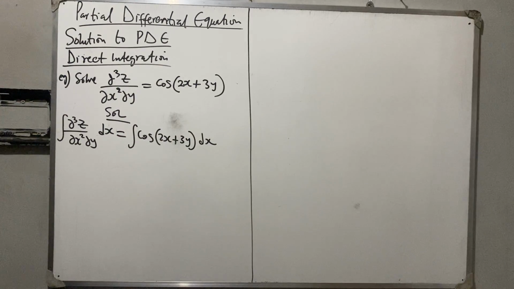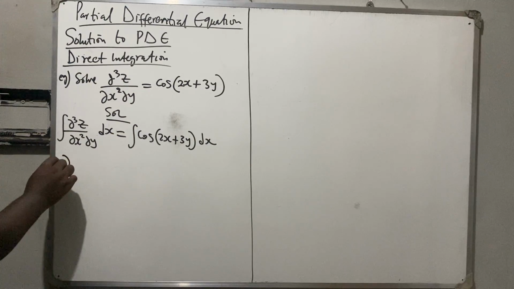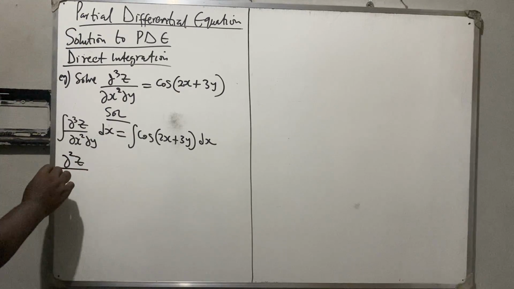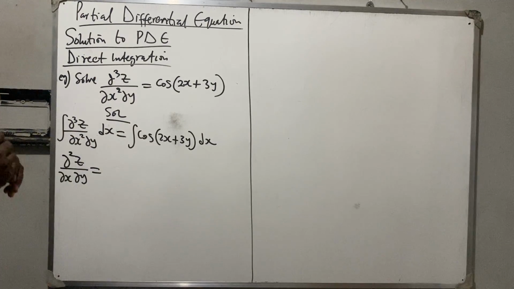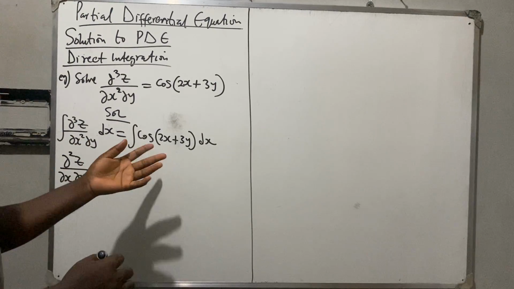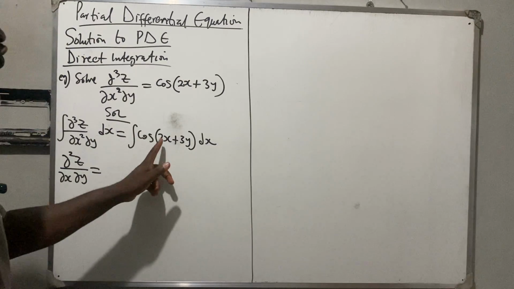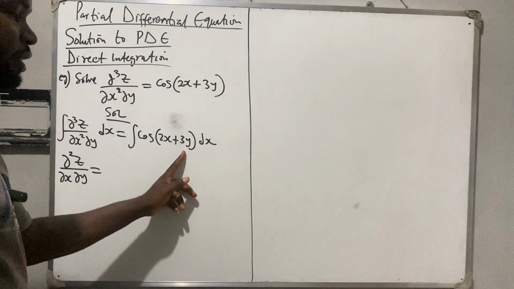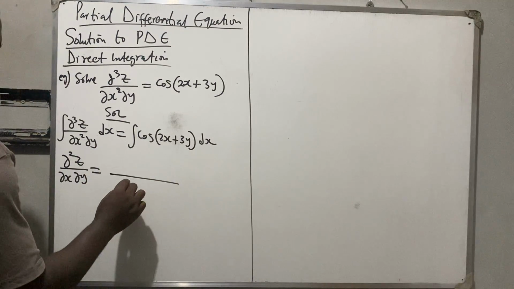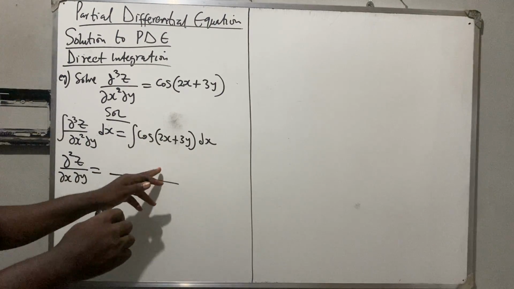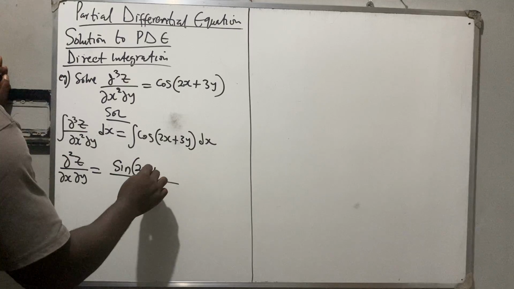So in this case, if you integrate this, one of these partial x will take care of this. So I'm going to have partial squared z over partial x partial y, one of these is remaining, equal to the integration of this. Remember, this is a function of a function. So we are going to differentiate inside here, and use it to divide the integration of everything. The differentiation of 2x is 2. The differentiation of 3y with respect to x is 0. So we're having 2 here, and we're going to put the 2 in the denominator. The integration of cos of something is sine of that thing. So I'm going to have sine of (2x plus 3y).